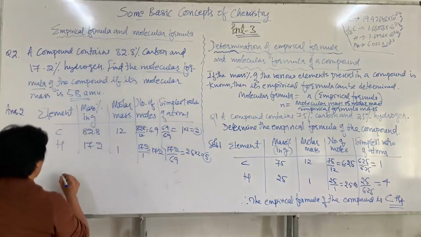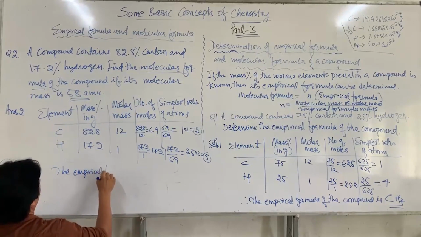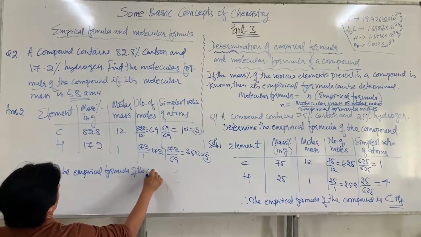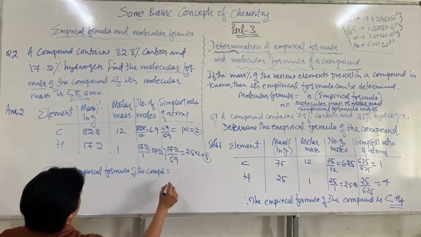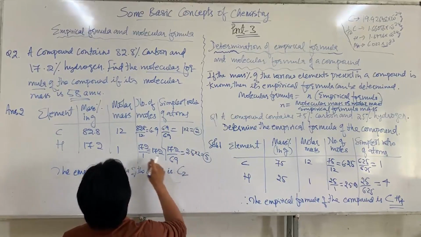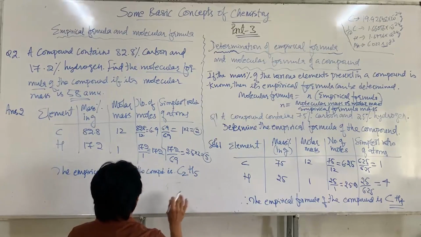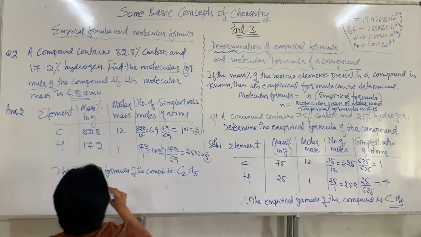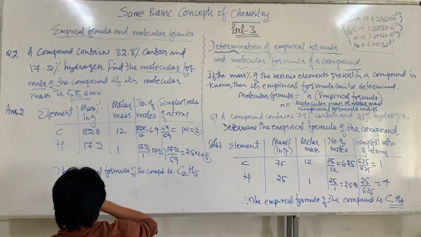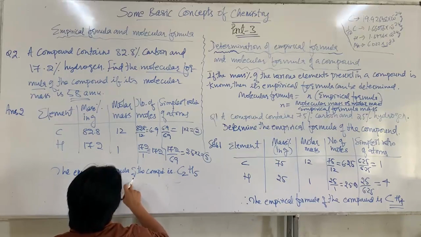So now your empirical formula of the compound is C2H5. Now to write the molecular formula, you have to find the value of N, and the value of N, as you know, is given by the molecular mass divided by the empirical formula mass, right?